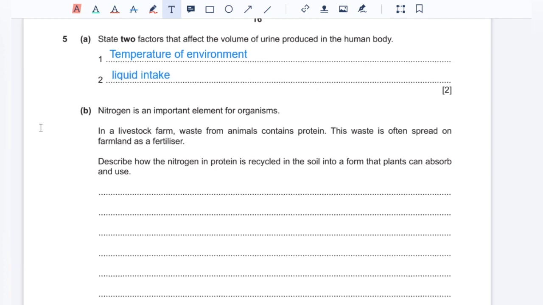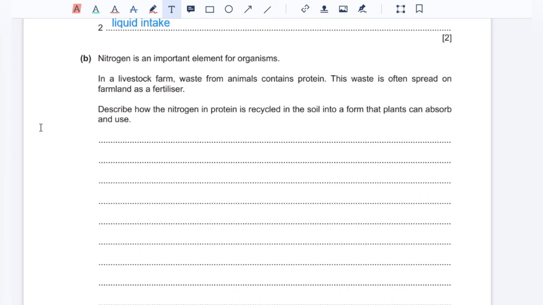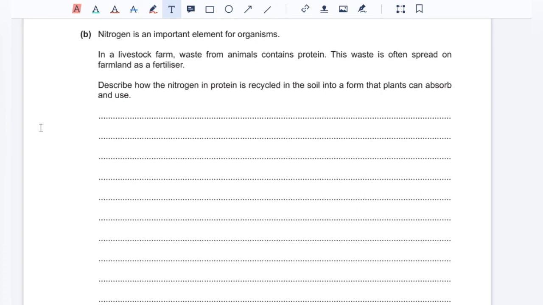B. Nitrogen is an important element for organisms. In a livestock farm, waste from animals contains protein. This waste is often spread on farmland as a fertilizer. Describe how the nitrogen in protein is recycled in the soil into a form that plants can absorb and use. So plants can only absorb nitrogen from soil where it's present in the form of ions, because plants cannot absorb the unreactive nitrogen gas which is present in the air. So you're supposed to describe how the protein in the waste of animals is converted to nitrate ions.